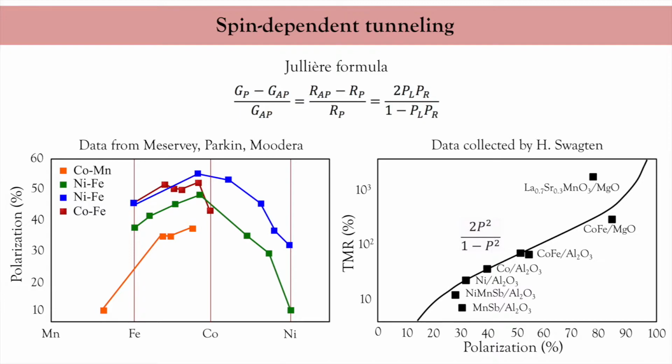In the left panel, I show the polarization measured in transition metal alloys by various authors. You see that the polarization is peaked around cobalt and seems to roughly depend on the number of valence electrons. On the right panel, I show the tunneling magnetoresistance obtained for various magnetic tunneling junctions with ferromagnetic electrodes made of the same materials. The symbols are the experimental data, and the curve is Julliere's formula. And you see that this formula is working pretty nicely.